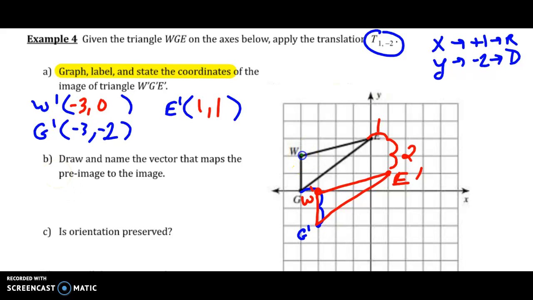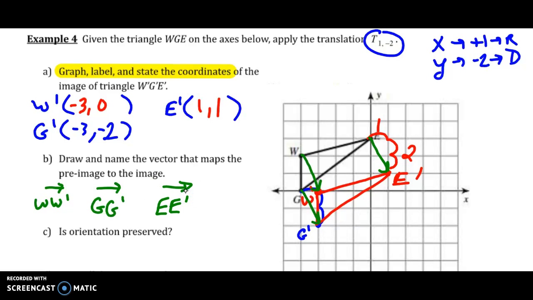They want us to draw and name the vector that maps the pre-image to the image. So we are going from the pre-image point to the image point. So one name for the vector would be W to W prime, or I could have done G to G prime. So that would be vector G G prime. Or I could have done E to E prime. So that would be vector E E prime.